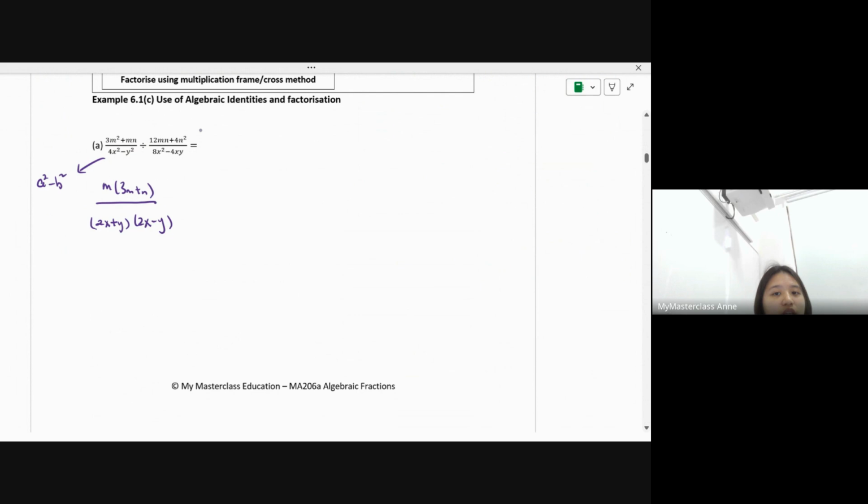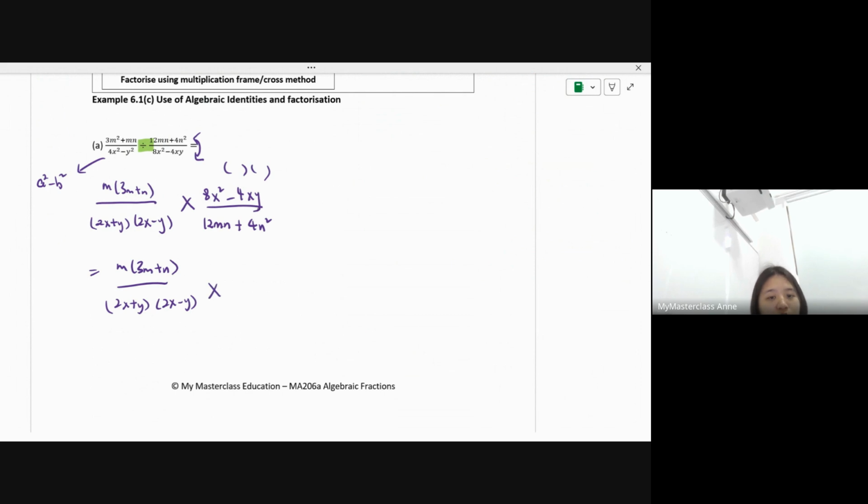Divide. If I see divide, I'll change the sign, become times, and then I need to flip it. So 8x squared minus 4xy over 12mn plus 4n squared. This one we haven't done yet. We cannot actually cancel out because they are not in multiplications. So I'll do m, 3m plus n divided by 2x plus y, 2x minus y, times.